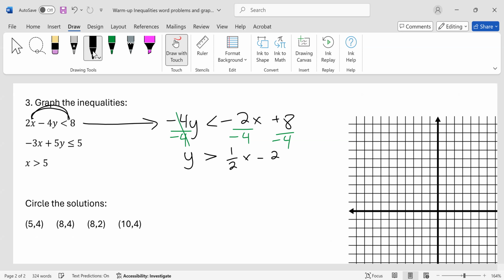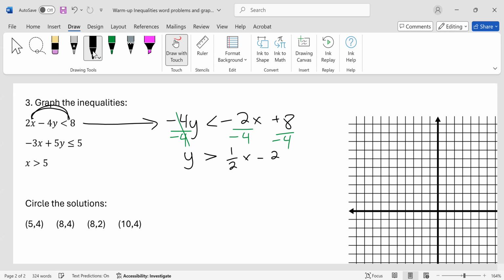Okay, finally, I'm going to do this last one. I'll do it in red. This is the x-axis is greater than 5. So go to the x-axis at 5. 1, 2, 3, 4, 5, right here. And you want to do a dashed line at 5.